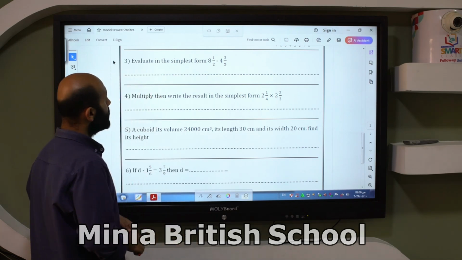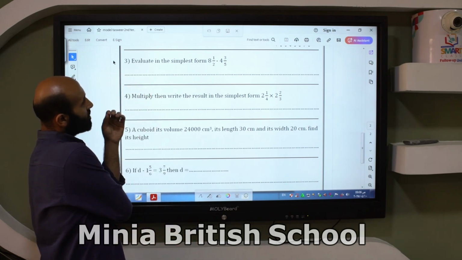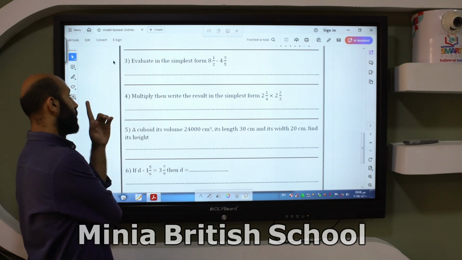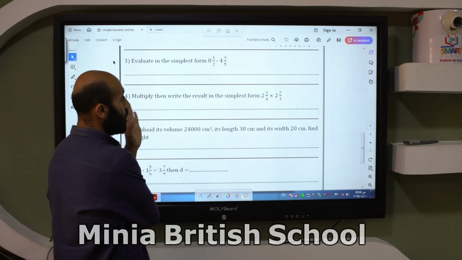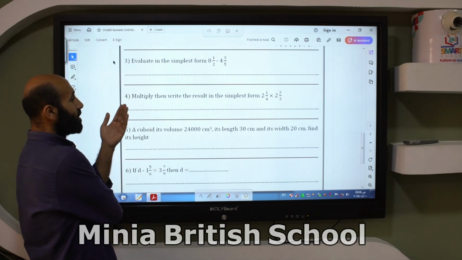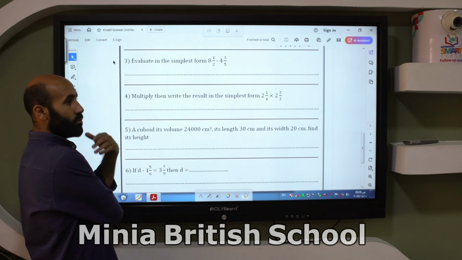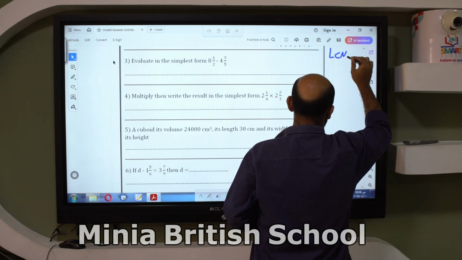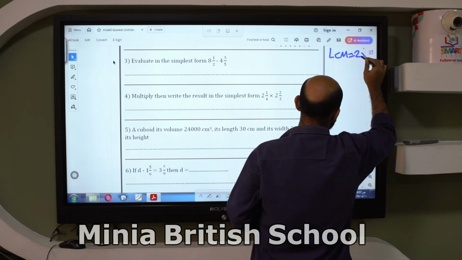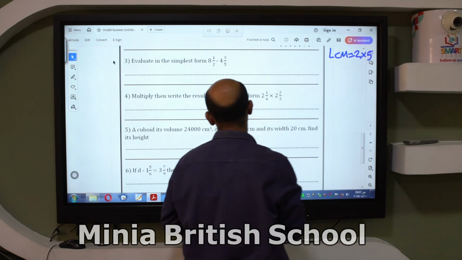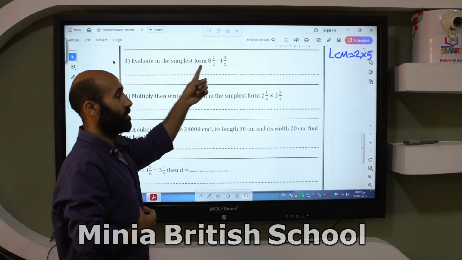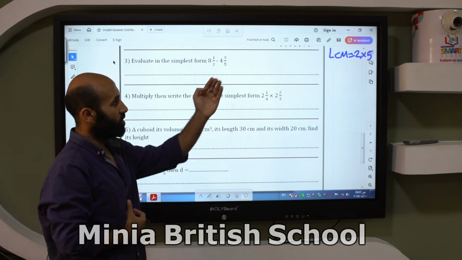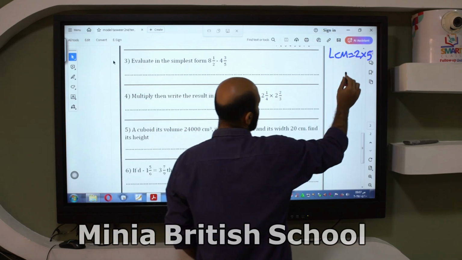Evaluate in the simplest form. I have 8 and 1 over 2 minus 4 and 3 over 5. First, I have to make the denominators the same using the LCM. In this case the LCM of the 2 denominators will be 2 times 5. Why the multiplication? Because the denominators are prime numbers, and in the case of prime numbers the LCM is their multiplication. It will be 2 times 5, which equals 10.